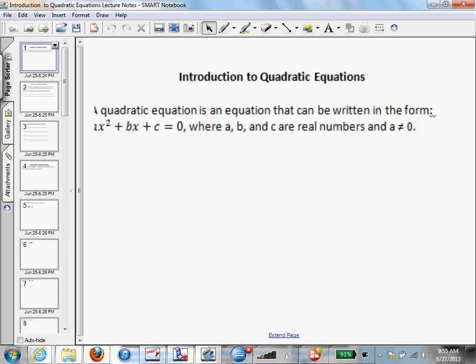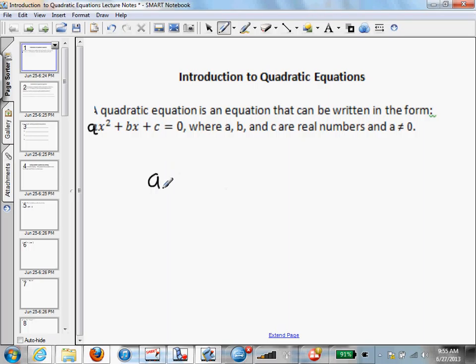A quadratic equation is an equation that can be written in the form ax squared. Let me fill in that a right there. So we have ax squared plus bx plus c equals 0, where a, b, and c are real numbers and a does not equal 0.